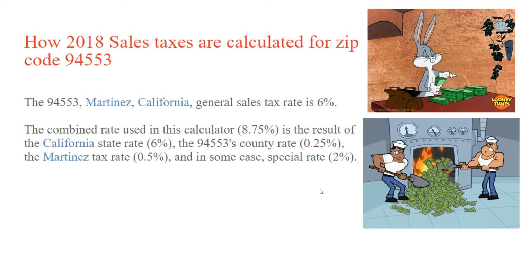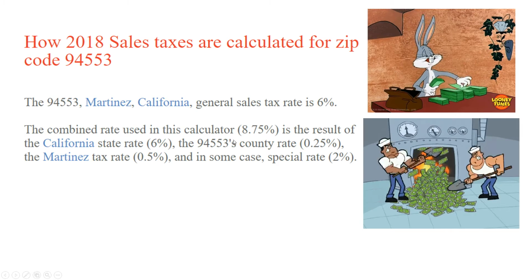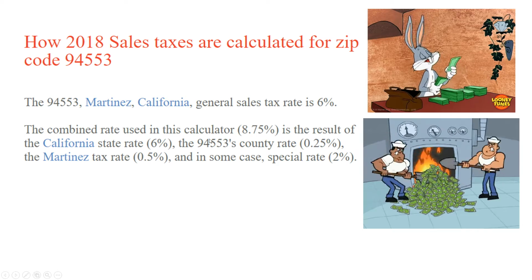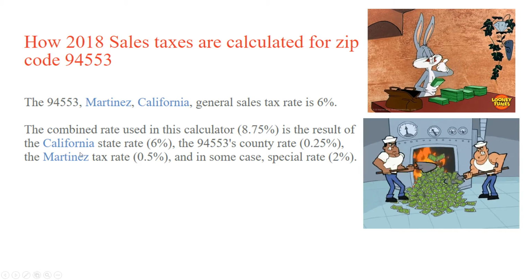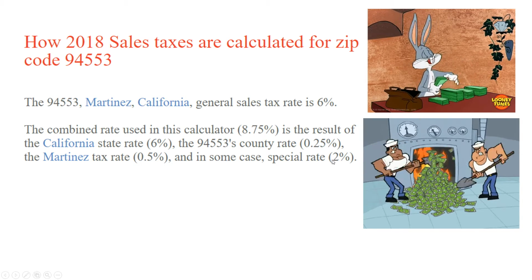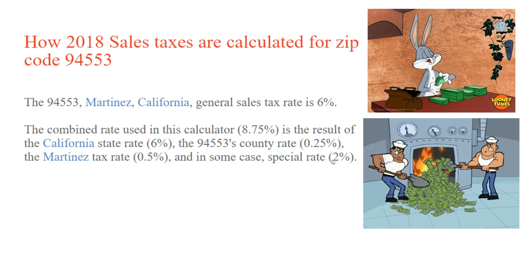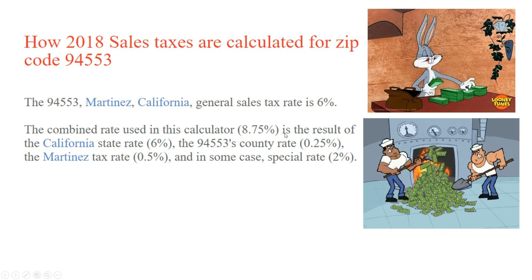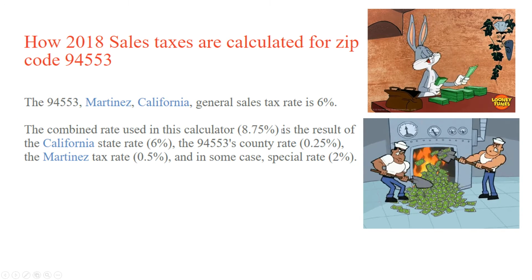Looking up the sales tax for Martinez, California, there's a general sales tax, which is 6%. That's from the state of California. But then we also have the county rate, which adds 0.25%. The city of Martinez has a tax, which is 0.5%. And then there's a special rate, which is another 2%. What that special rate means, I'm actually not quite sure. I'd have to do some more research on that. But the total for Martinez on an item is 8.75%. 8.75% is the sales tax.